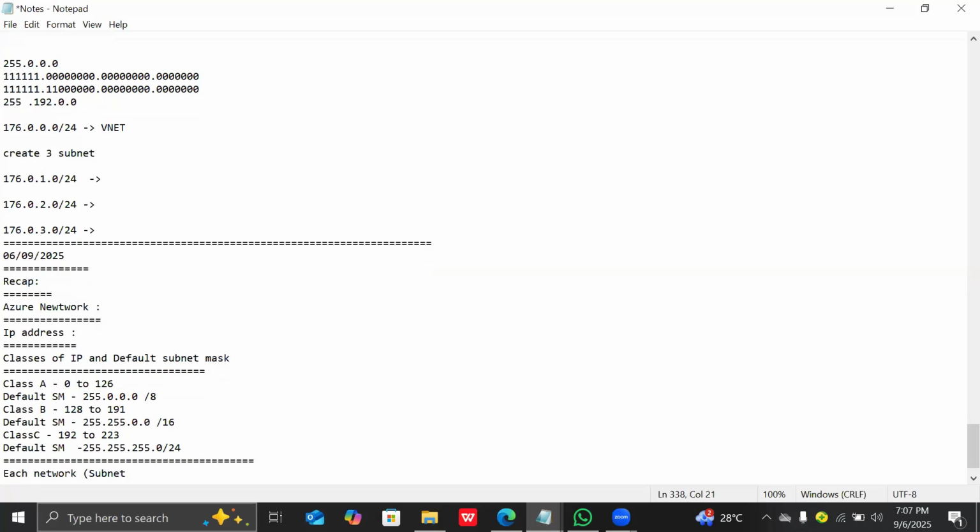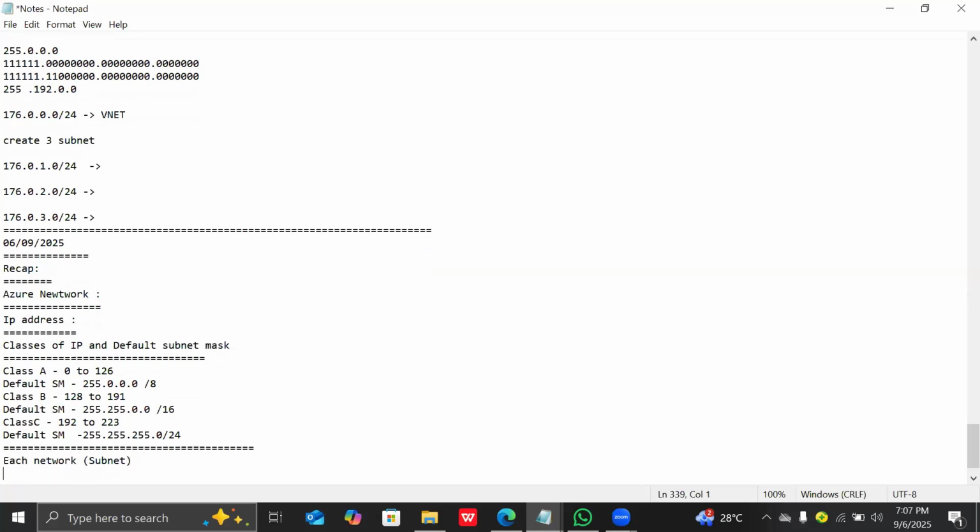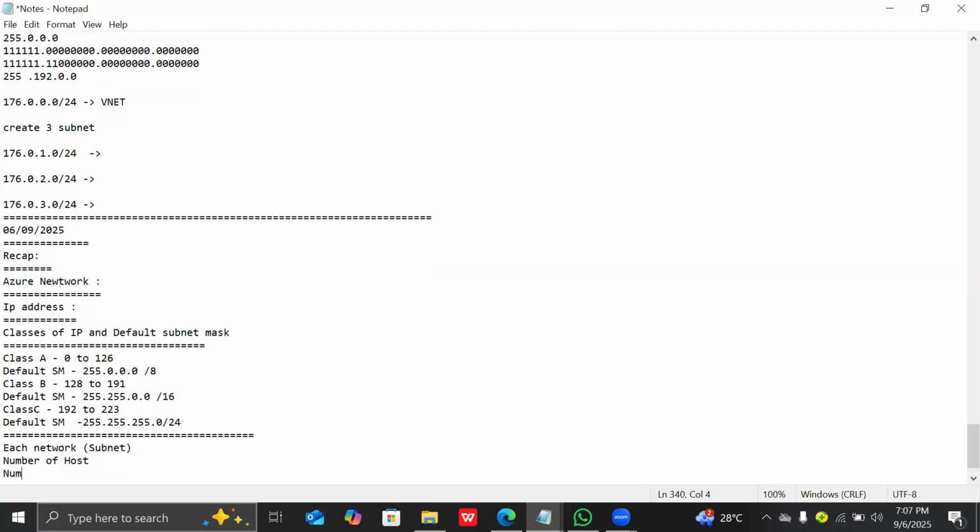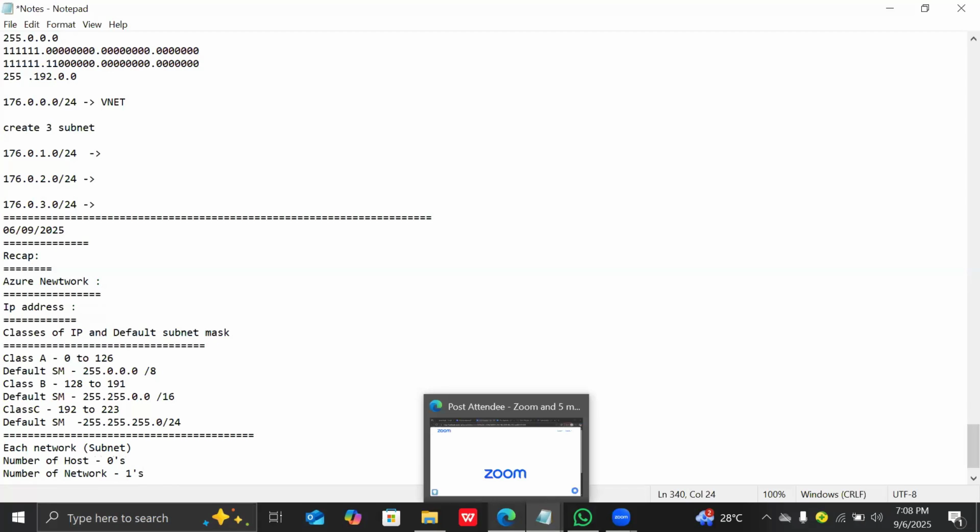And now we understood that in each network subnetting, we should find the number of hosts and the number of networks. The number of hosts is indicated by zeros and the number of networks is indicated by ones, just to understand it. Correct.